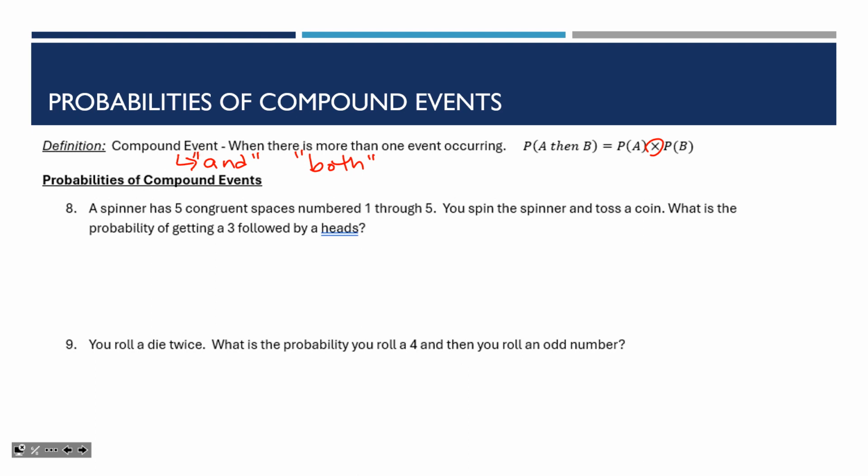A spinner has 5 congruent spaces numbered 1 through 5. You spin the spinner and toss a coin. What's the probability of getting a 3 followed by a head? So basically, we want the probability of spinning a 3 and then flipping a coin and getting a heads.